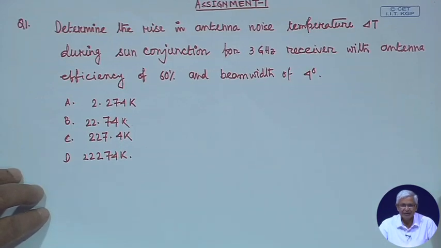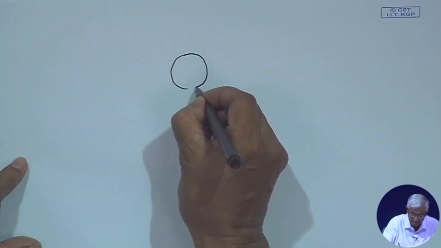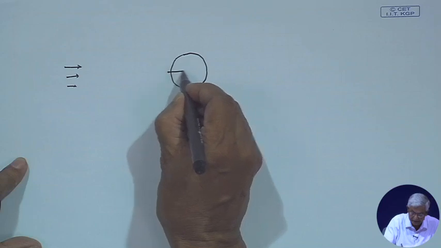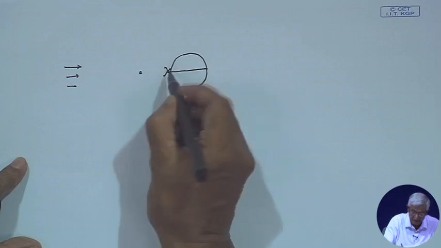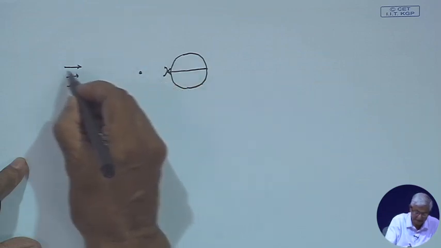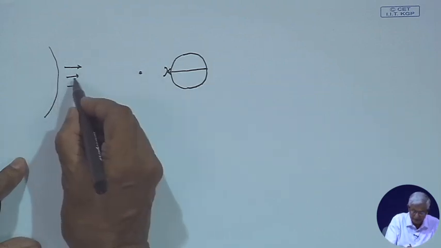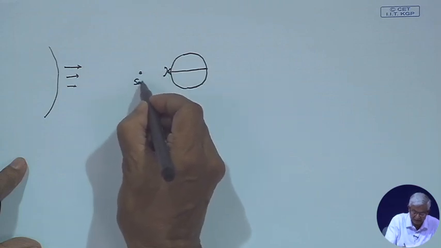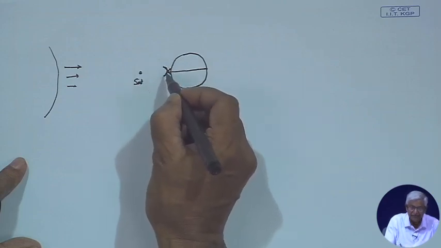Try to recollect what sun conjunction was. You have the earth, and let us say the sun rays are coming from this side, and this is the equatorial plane. Your satellite is here, and the earth station is looking at the satellite, and behind the earth station is a big sun which is radiating. Most of the noise coming from the sun appears along with the signal from the satellite, so this noise is increasing the noise temperature.